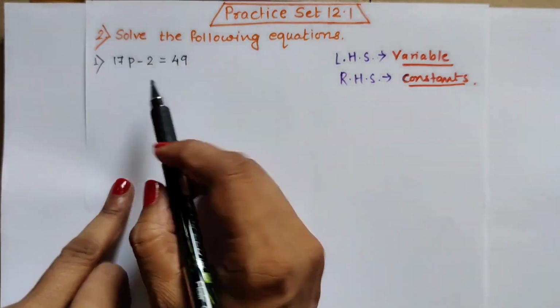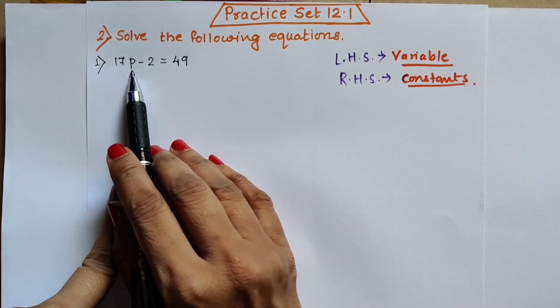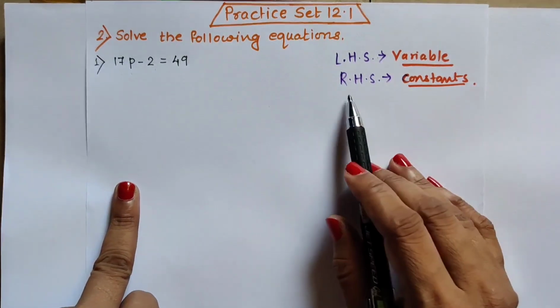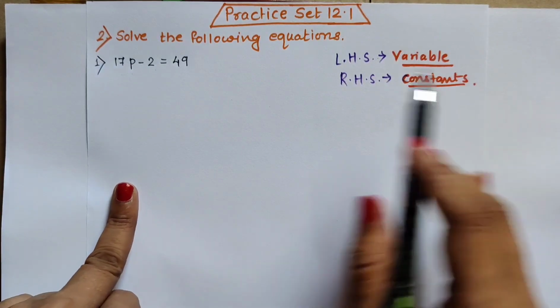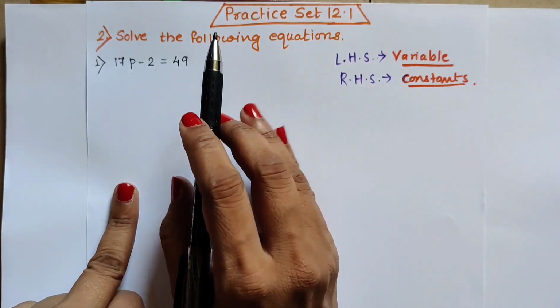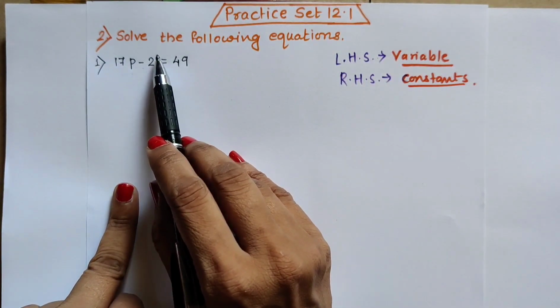Now let us see, children, here on the left hand side 17p minus 2 is there, and on the right hand side a constant is there. So as I have told you, the right hand side we have to keep for constants. So this 49 we cannot do anything with. 49 we have to keep as it is. This minus 2 is a constant number, correct?